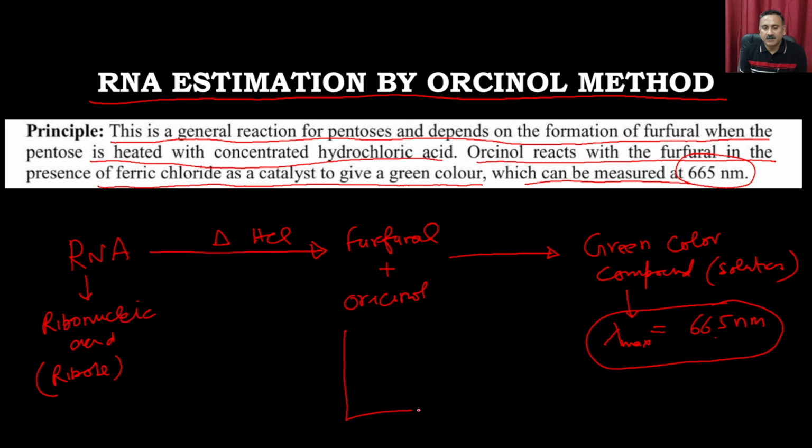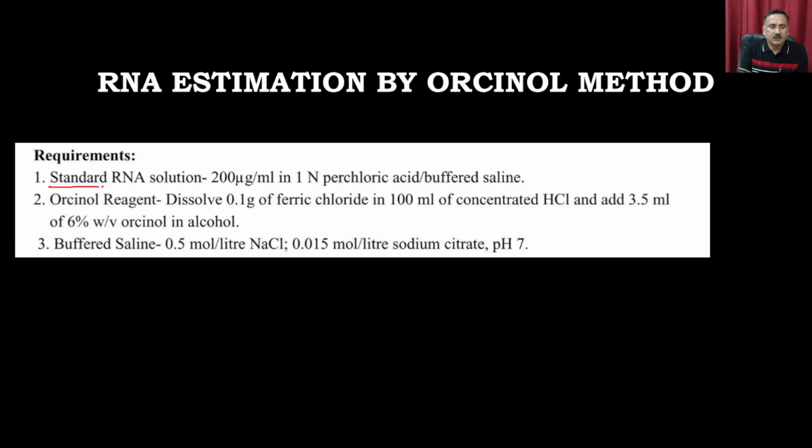So what you can do is make a calibration curve with the absorbance at 665 nanometer versus the RNA concentration, right? You take different concentrations of RNA, and that's how it gives you the calibration curve. Then you can run the same with the unknown samples, and suppose this is the absorbance of the unknown sample, then you can determine the concentration of the RNA. So what are the things you require? You require the standard RNA solution: 0.2 mg per ml in 1% perchloric acid or buffer saline.